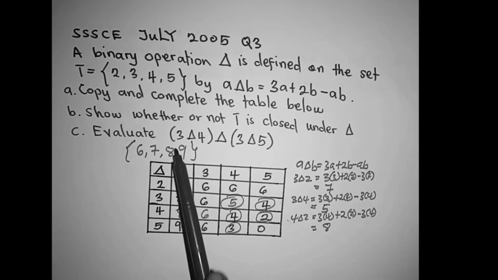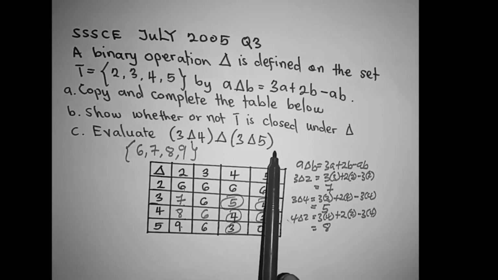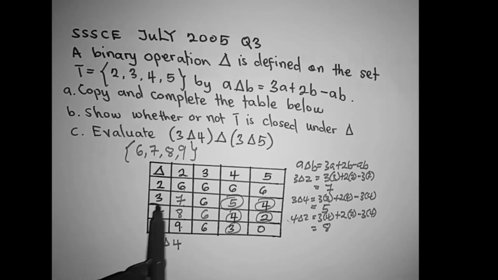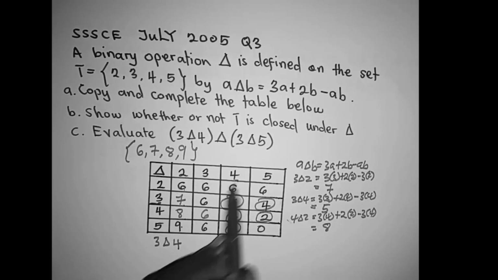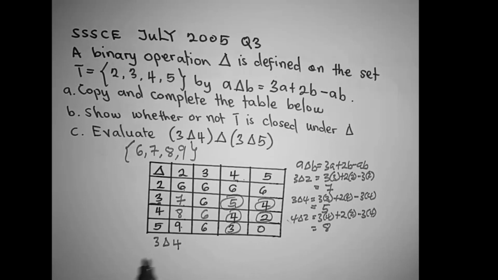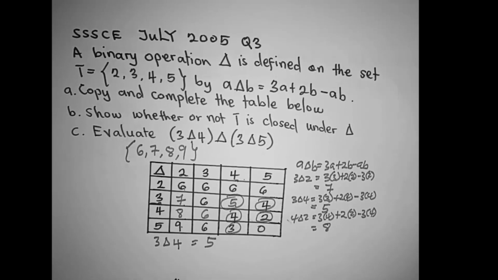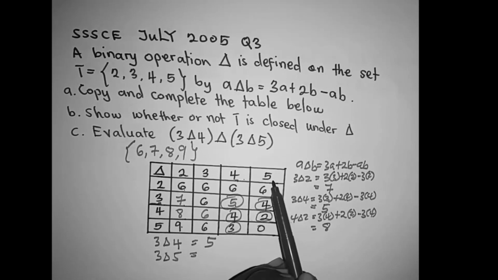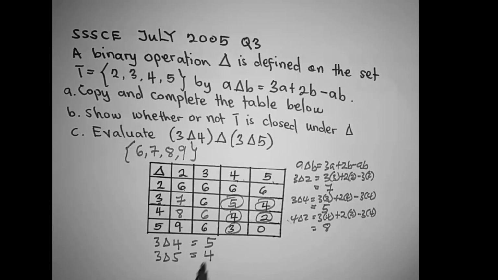Now, we are supposed to simplify 3 operation 4, operation 3, operation 5. So the first task, let's find 3 operation 4. 3 operation 4, what will we get? 3 operation 4 is 5. And then let's also find 3 operation 5. 3 operation 5, the answer is 4. So the next task then is to find 5 operation 4. 5 operation 4, and the answer is 3.